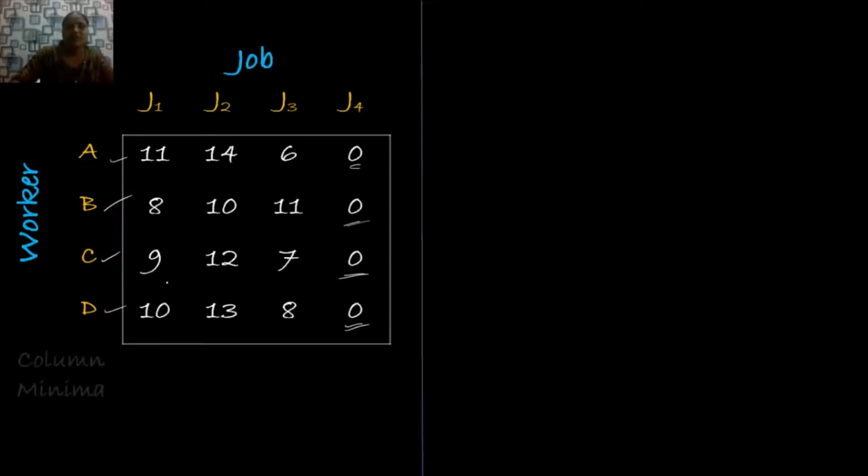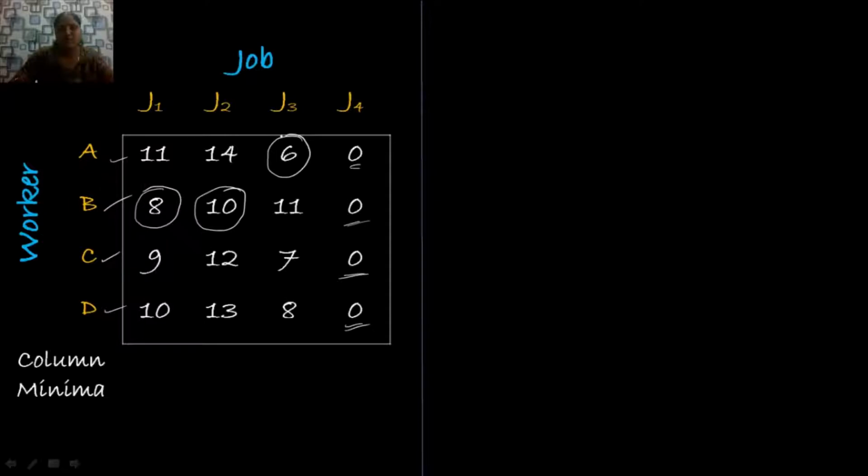So let me now write down the column minima. For the first column, 8 is the minimum element, and for the second column 10 is the minimum element, and the third column also doesn't have any 0, so 6 is the minimum element, and the last column already has zeros, so leave it. So our column minima is 8 for the first column, 10 for the second column, and 6 for the third column. Now we have to subtract these minimum elements from their corresponding column entries.